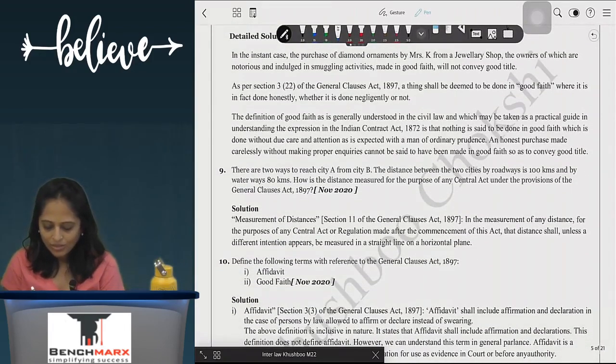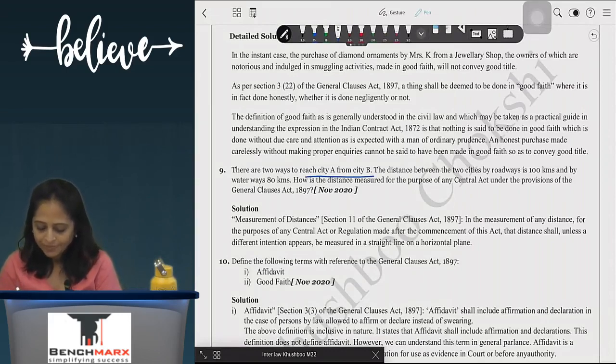There are two ways to reach from city A to city B. The distance between the two cities is 100 kilometers by road and 80 kilometers by water. However, how is the distance measured for general clauses?